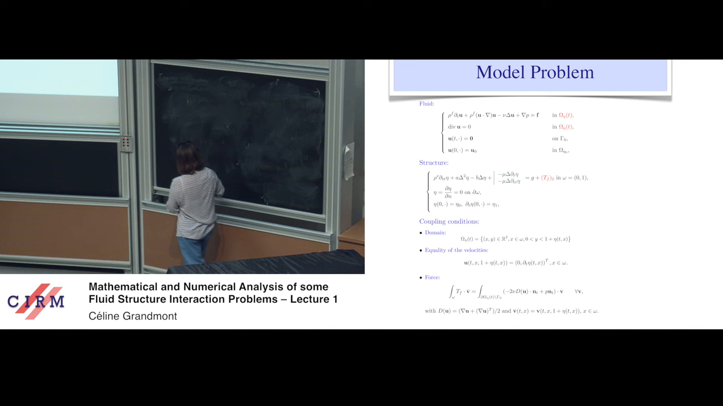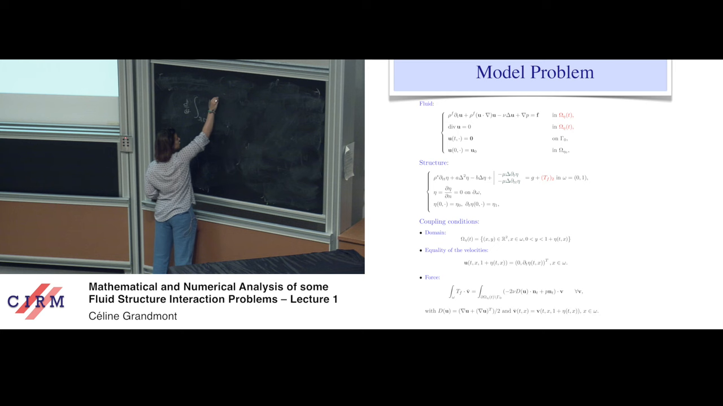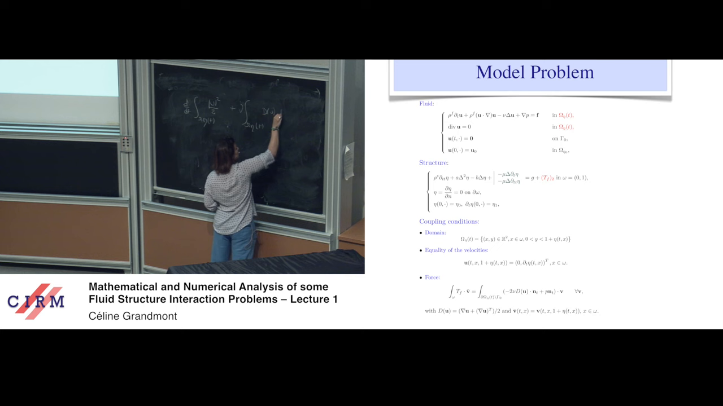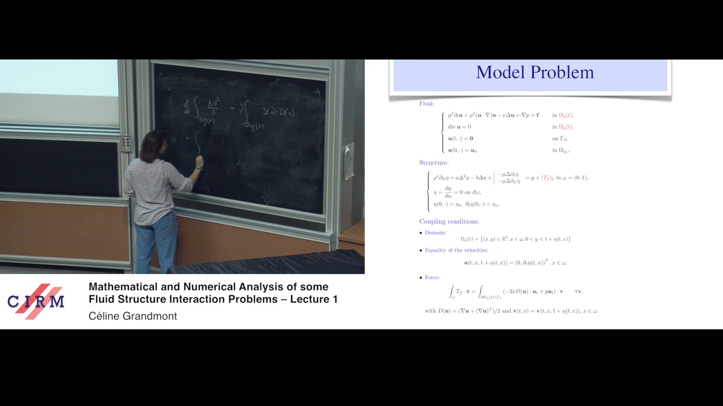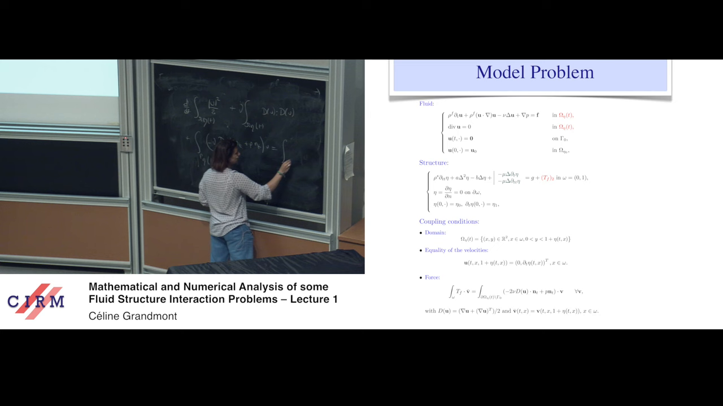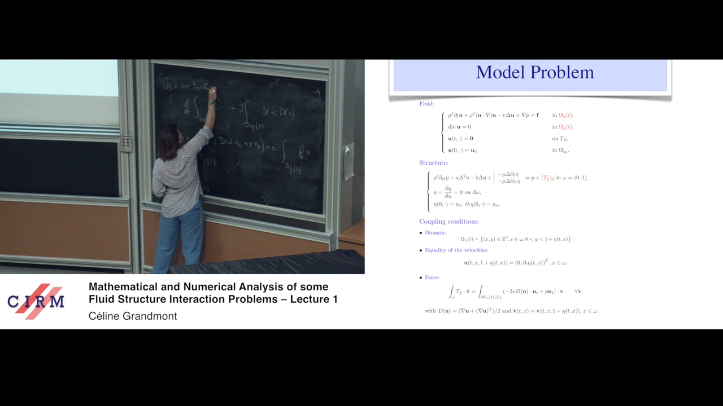so now, for the fluid part, what you have? You have the time derivative of the fluid kinetic energy, the dissipation of the fluid, plus the boundary term corresponding to the force applied by the fluid on the structure, equal to the work of the external force. So here I assume that u equals zero on gamma in, gamma out, and gamma zero.